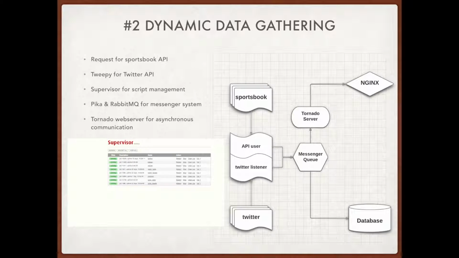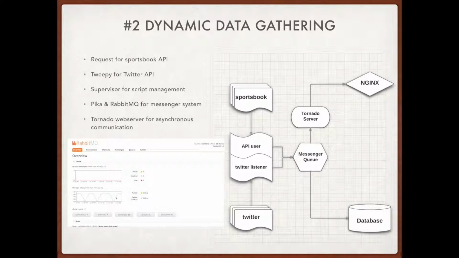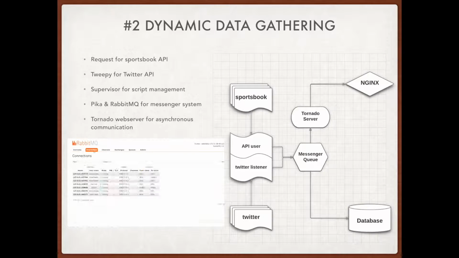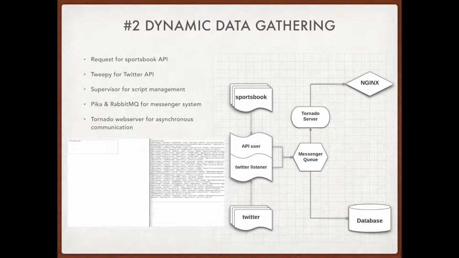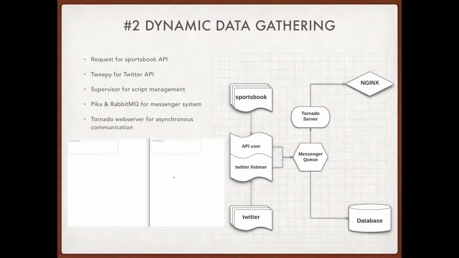Worker scripts responsible for each API send new data points to the messenger queue, where more worker scripts subscribe to the queue and write to the database. A Tornado server also subscribes to the queue and relays the data via WebSocket to other applications that might be interested. There are many benefits to this setup.